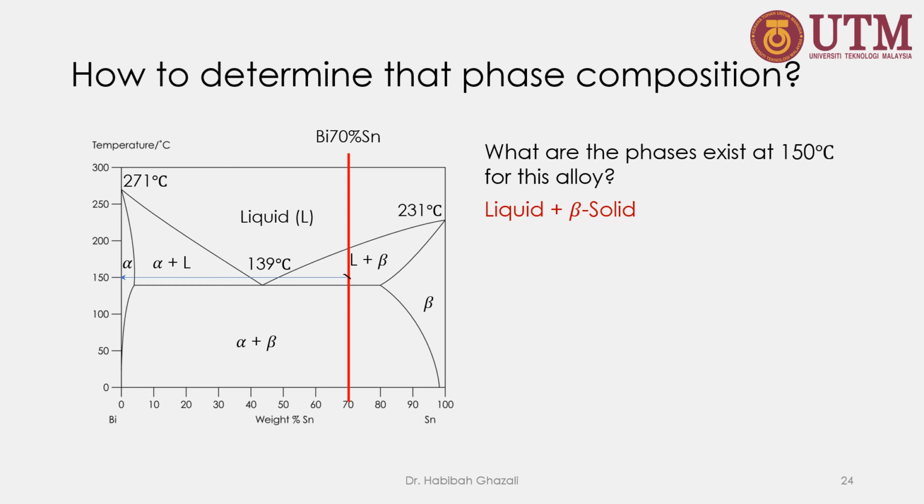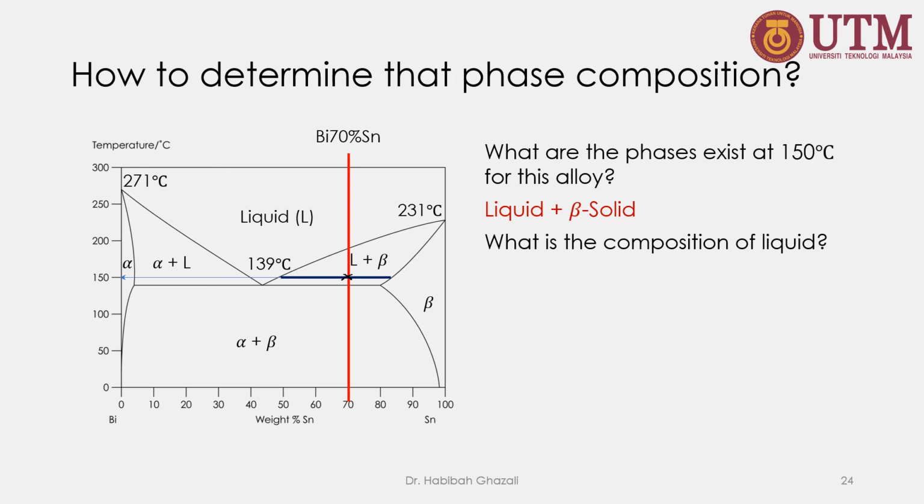This is the point that I'm talking about, and it lies in the area where liquid and beta solid solution exist. Now I want to know the composition of the liquid. So what I can do is draw the tie line passing through the liquidus line.